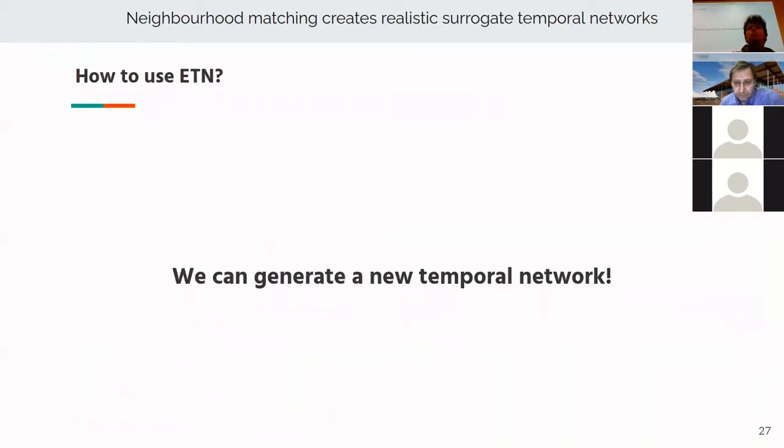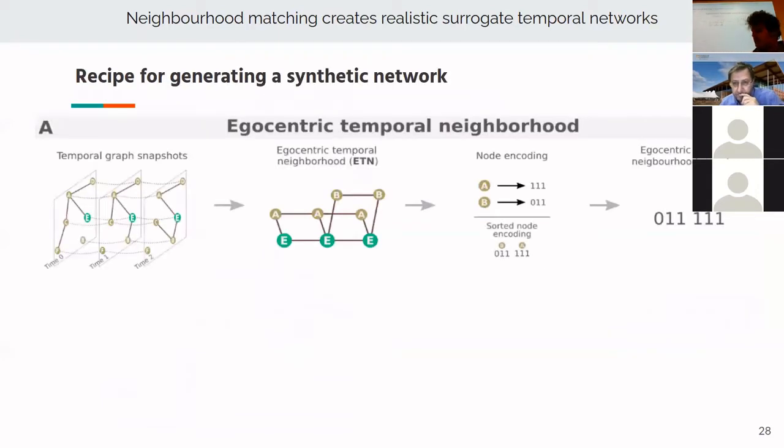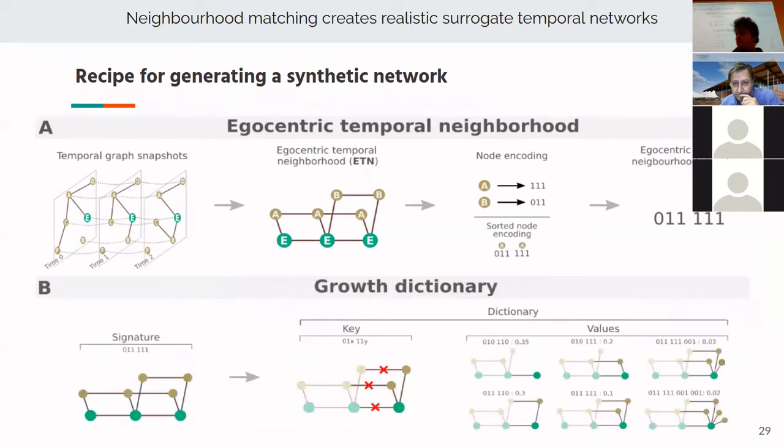So, okay, what can we do with those ATN? We can generate a temporal network. And here is the main part of the talk. Here is just to recap: we extract these temporal snapshots, we extract ATN, and we compute a string that represents this structure. What we do? Well, we build what we call a growth dictionary.